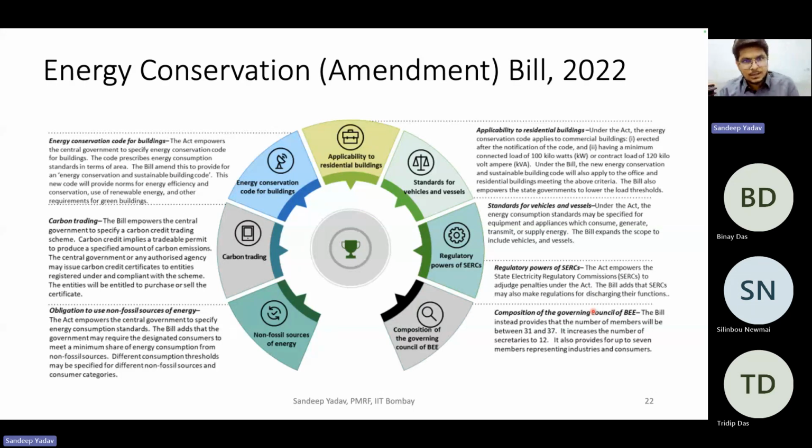So the recent one is the Energy Conservation Amendment Bill. It has a few changes, like non-fossil fuel energy sources, carbon trading, energy conservation code for buildings, that's ECBC codes, applicability to residential buildings, standards for vehicles and vessels, regulatory powers of SERCs, that is the State Electricity Regulatory Commissions, and the composition of the governing council of the BEE. In more detail, you can go through these slides again and find whatever details are there. So this is briefly about the Energy Conservation Amendment Bill of 2022.